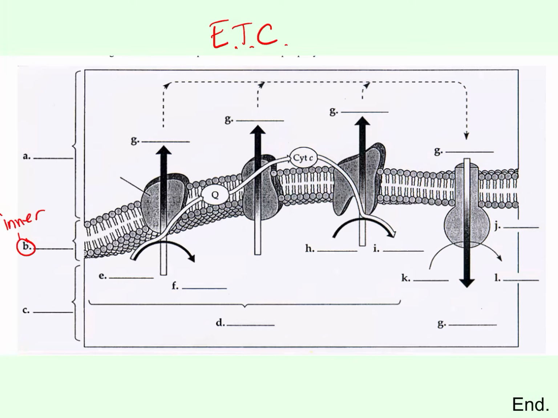So this is the inner membrane. Then this area is going to be between the two membranes. So this is called the intermembrane space. And then the area below is called the matrix. Okay. So let's see what's going on. The white line is going to be electron path.